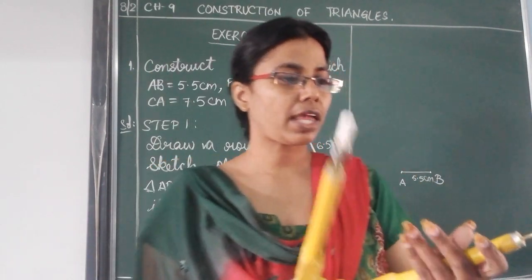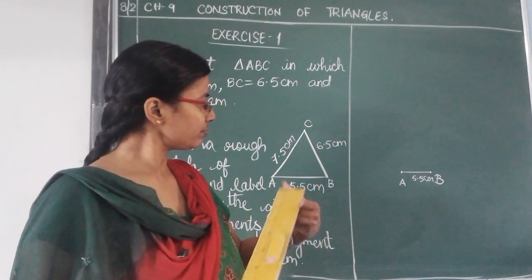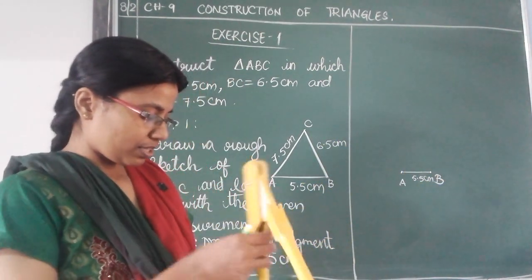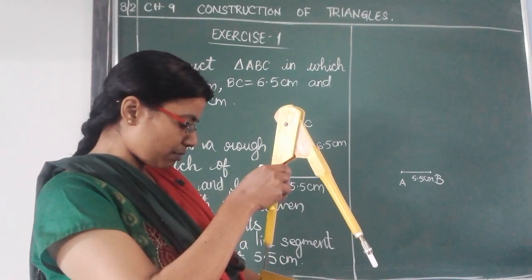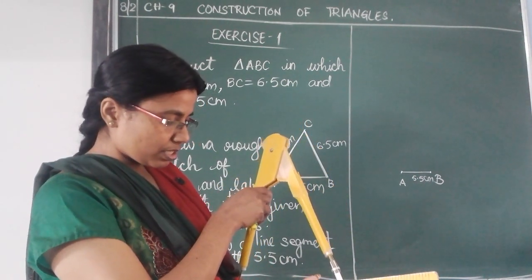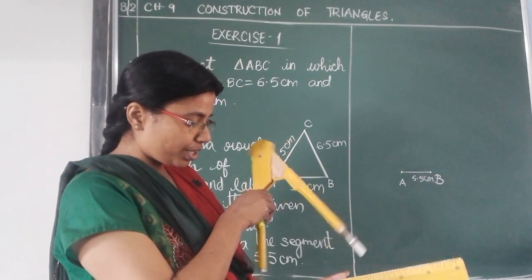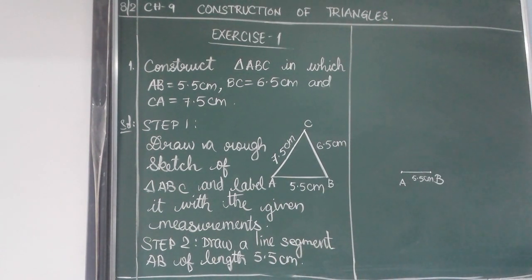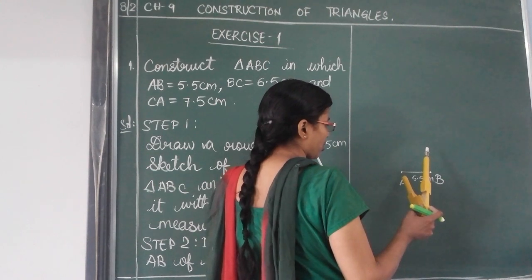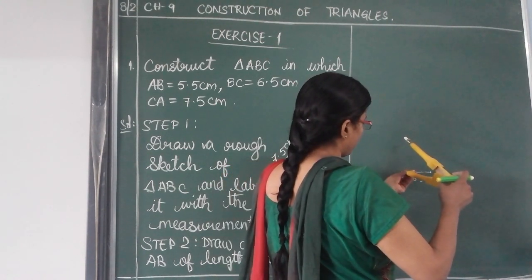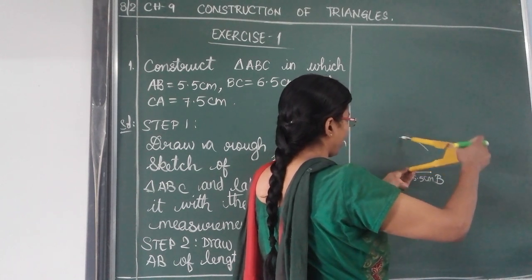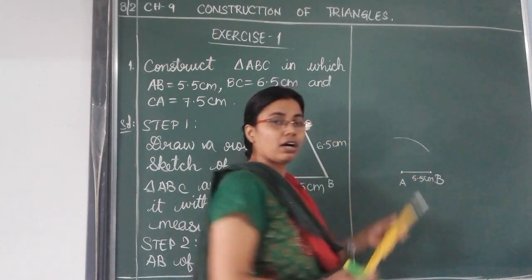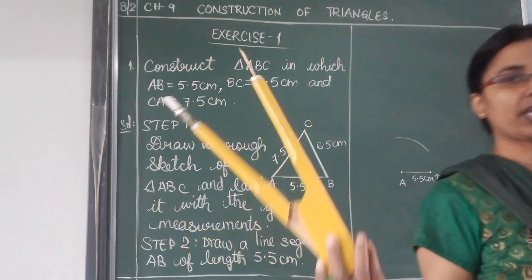So now use your compass and now measure the length. So use your scale and measure the length. So here 7.5 I am going to take. So fix your compass like this and then you need to draw an arc. Arc is only some part of the circle. Okay, so we have drawn the arc.